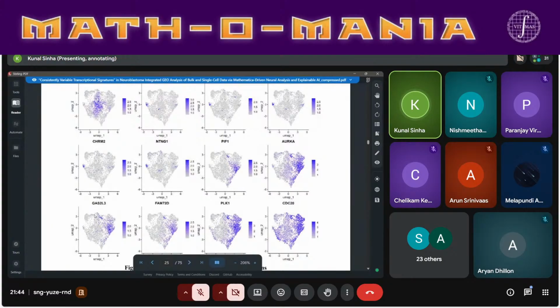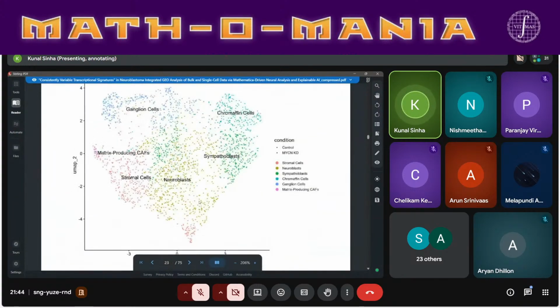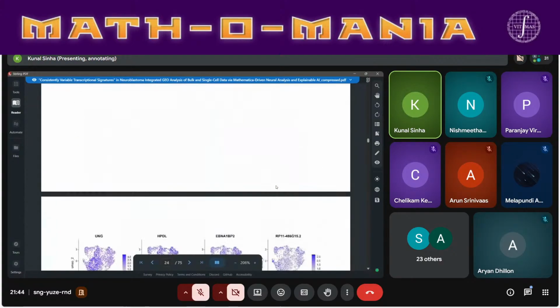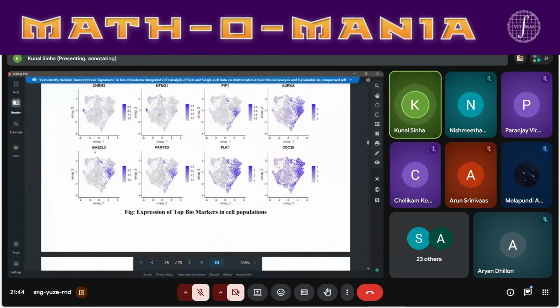And suppose this thing, GAS 2L3. Now you can see it's exhibited on the right side of the distribution. What is on the right side? Sympathoblast. So you can say that GAS2L3 is exhibited majorly in sympathoblasts, right?